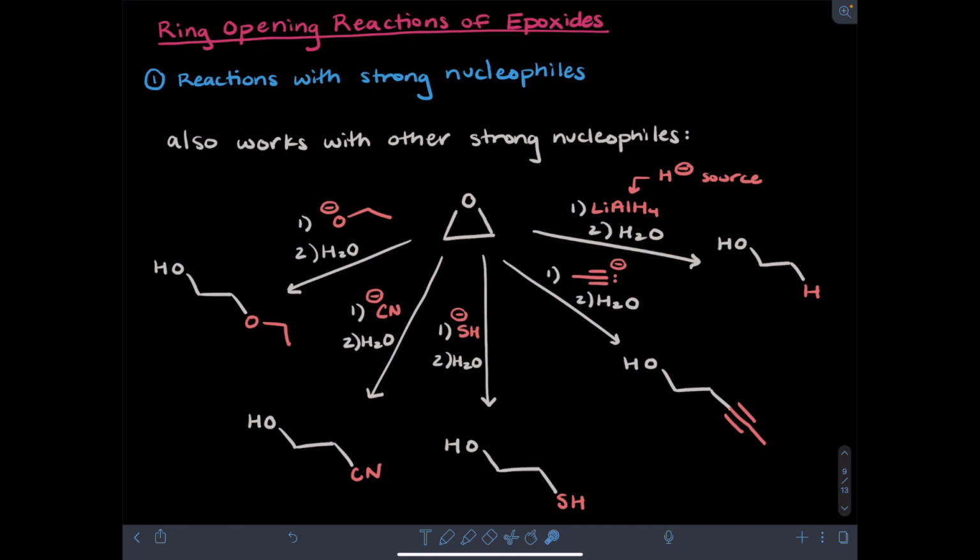And last, a source of a hydrogen nucleophile is LiAlH4. The aluminum-hydrogen bond in this molecule can serve as the nucleophile, and this also opens up the epoxide ring, adding a hydride nucleophile.